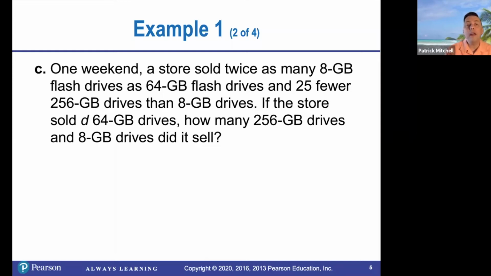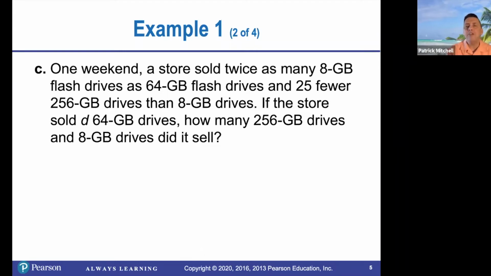We're calling the number of 64 gigabyte drives D. Now I want to look through the statement for something that's being compared to that number. I see it right at the beginning: a store sold twice as many 8 gigabyte drives as 64 gigabyte drives. Since the number of 64 gigabyte drives is D, the number of 8 gigabyte drives is 2D. Okay, so one down, one to go.